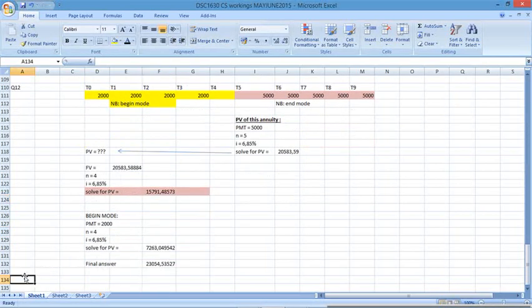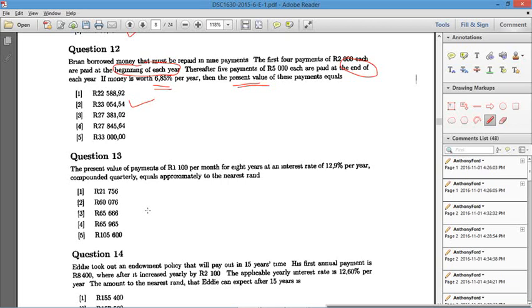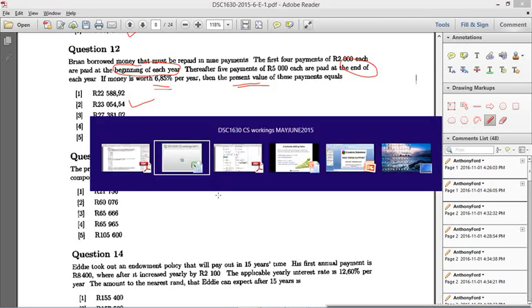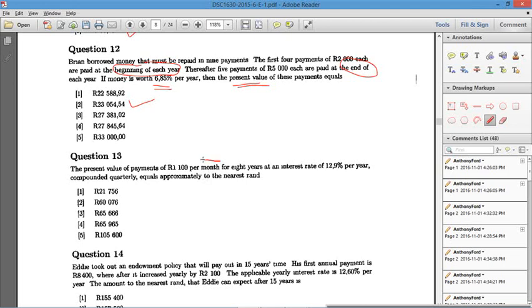Question number 13. The present value of payments of 1,100 per month for 8 years at an interest rate of that per annum is compounded. They want to know what it approximately equals. It's the present value of all those payments. Remember I was given per month here and I was given compounded quarterly. So I've got I4 but I've got monthly payments.